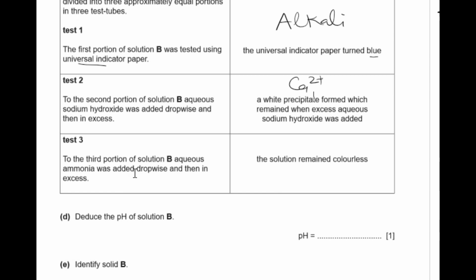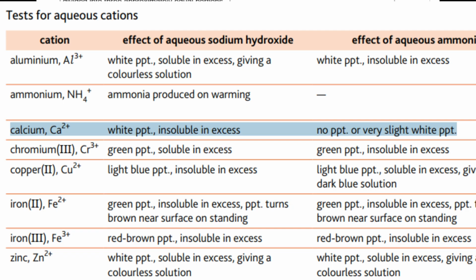To the third portion of the solution, aqueous ammonia was added dropwise and then in excess. The solution remained colorless. It means that basically there is no reaction. If you look at the data sheet, you would find that no precipitates are formed if calcium ions are present. So basically, this test is confirming the presence of calcium 2+ ions.